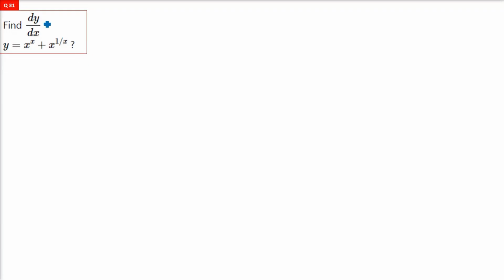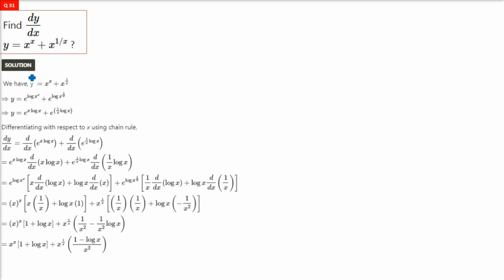Now dy by dx of y equals x to the power x plus x to the power 1 by x. So as I just said, these are repeated questions. If you want to just go ahead, you can just go forward. But who wants to understand, x to the power x will be e to the power log x to the power x, x comes in front. So e to the power x log x, d by dx of e to the power x log x will be remaining the same.